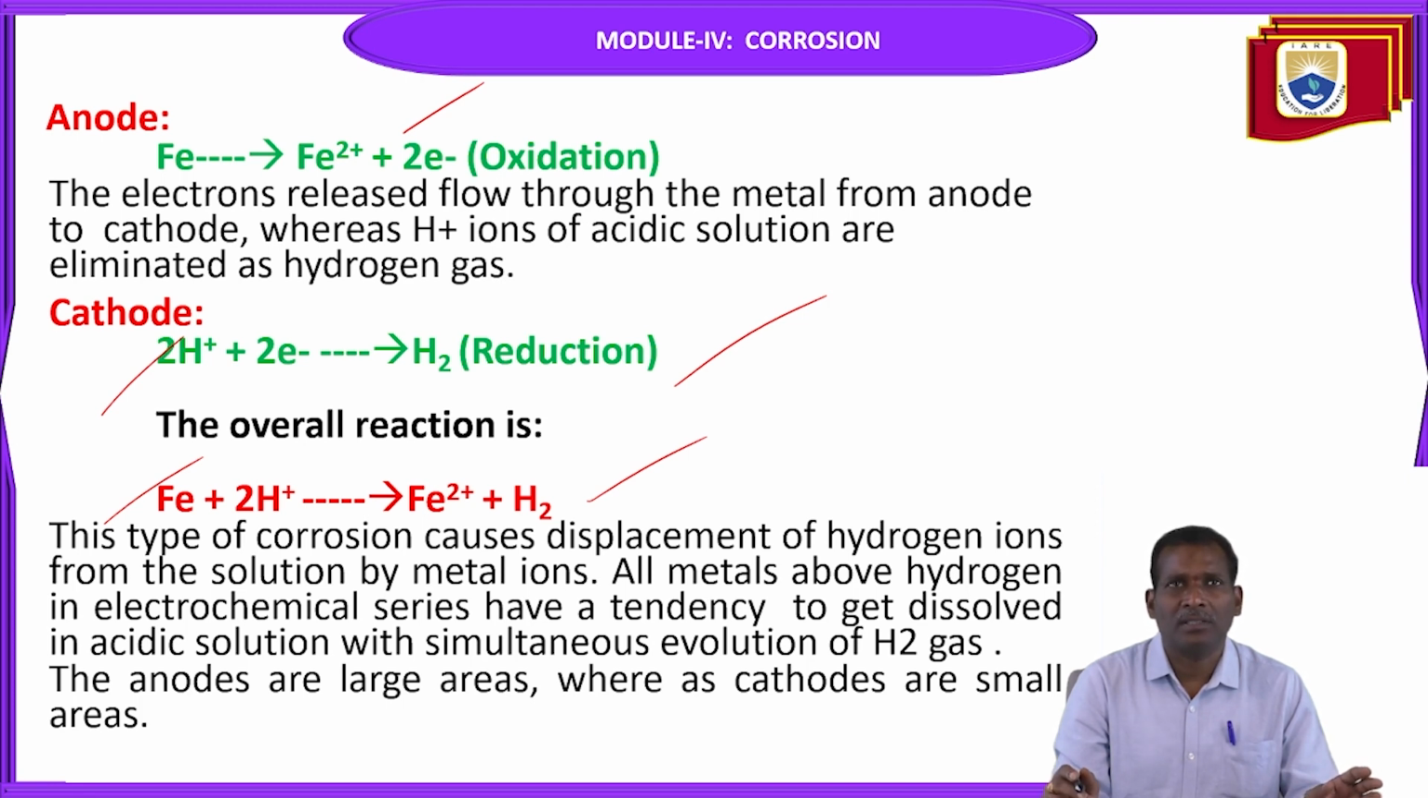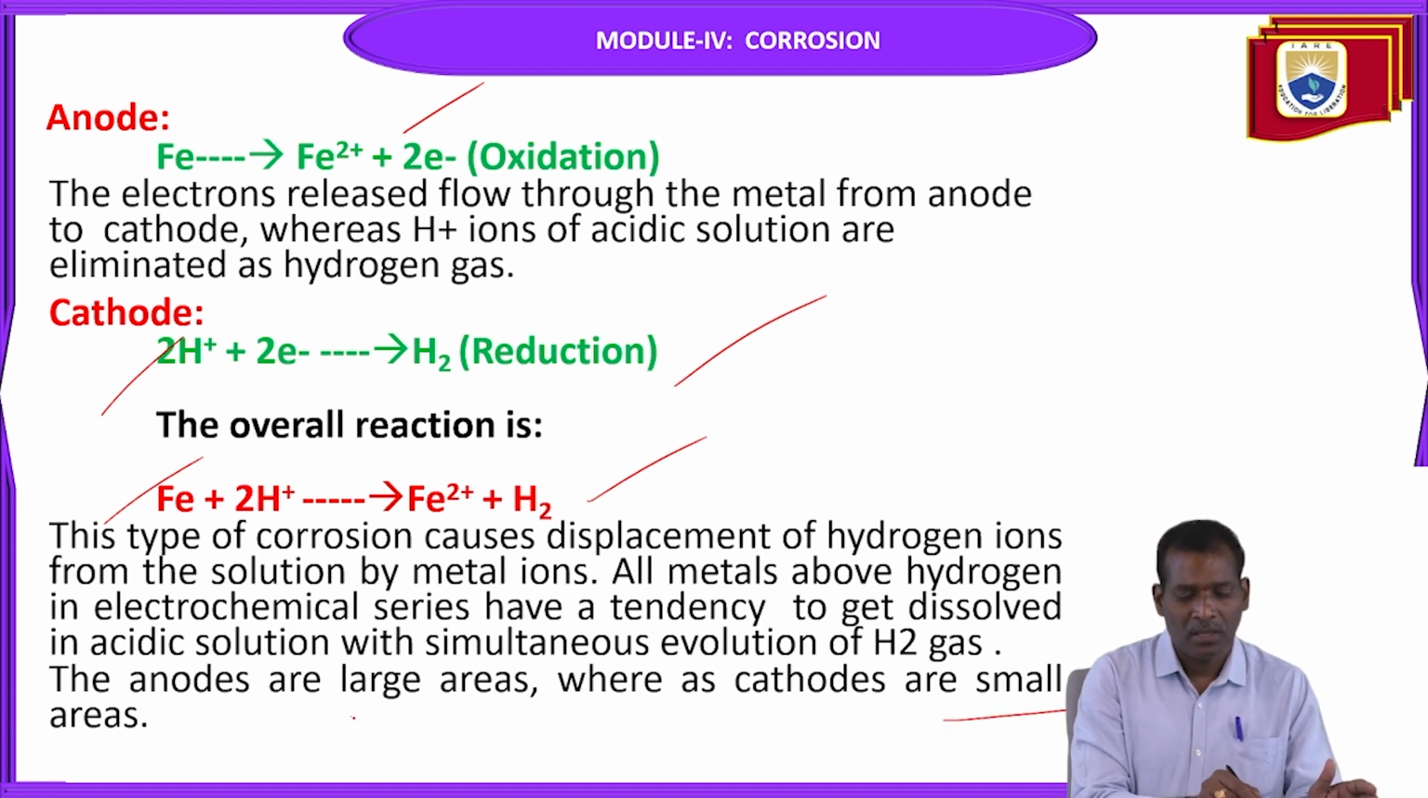So like this, the oxidation at the anode, the electrons released flow through the metal from anode to cathode. This type of corrosion causes displacement of hydrogen ions from the solution by metal ions. All metals above hydrogen in the electrochemical series have a tendency to get dissolved in acidic solution with simultaneous evolution of H2 gas. The anodes are large areas, whereas cathodes are small areas.